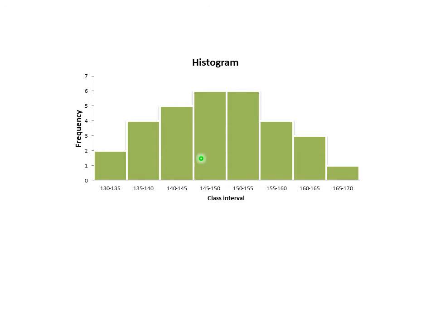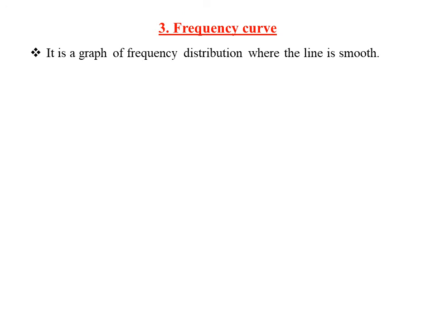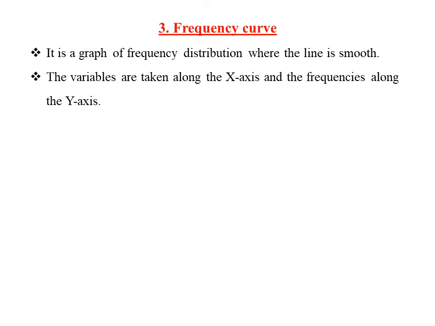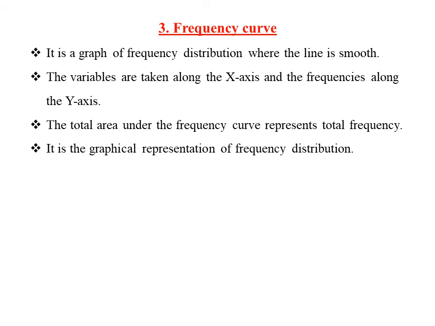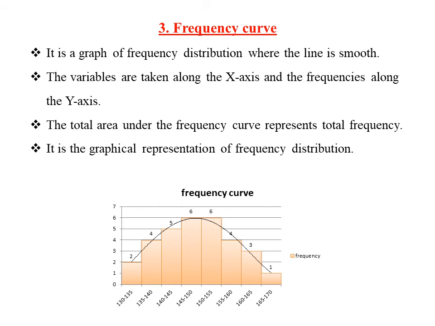And this figure shows the histogram. On the x-axis, the class intervals are there, and on the y-axis, the frequencies are there. It looks like a staircase. Next one is the frequency curve. It is a graph of frequency distribution where the line is smooth. The variables are taken along the x-axis and the frequencies are along the y-axis. The total area under the frequency curve represents the total frequency of the values. It is the graphical representation of the frequency distribution. For example, this figure shows the frequency curve.